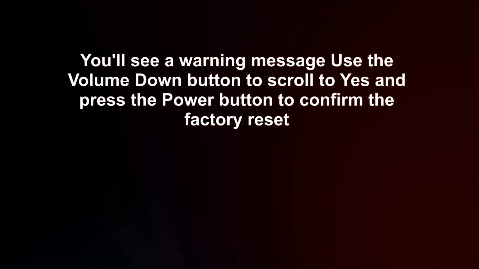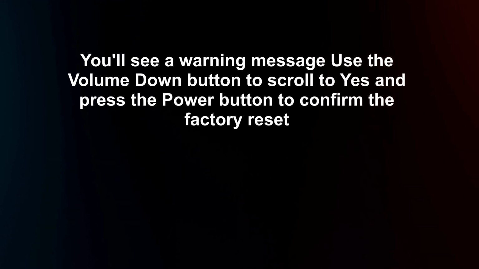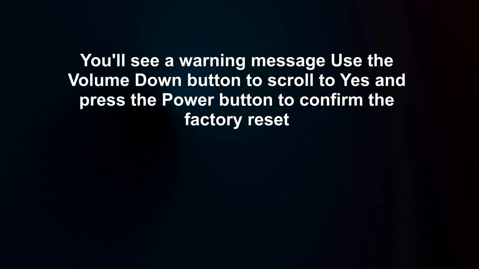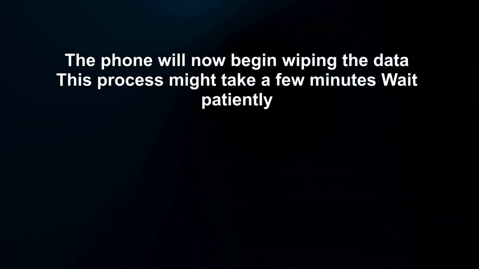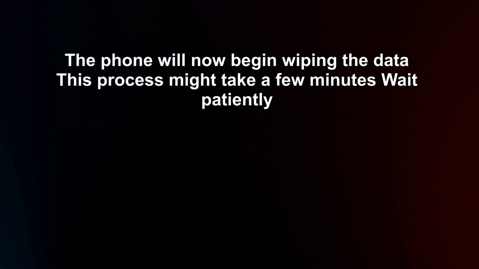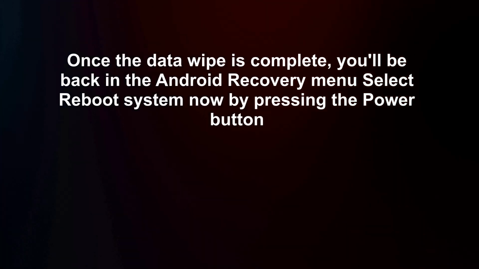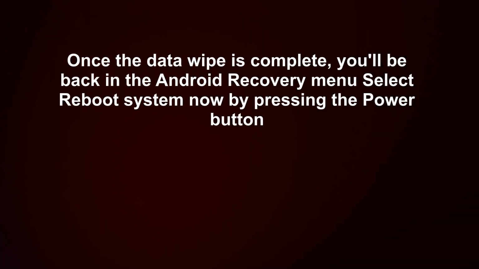You'll see a warning message. Use the volume down button to scroll to yes and press the power button to confirm the factory reset. The phone will now begin wiping the data. This process might take a few minutes. Wait patiently. Once the data wipe is complete, you'll be back in the Android recovery menu.